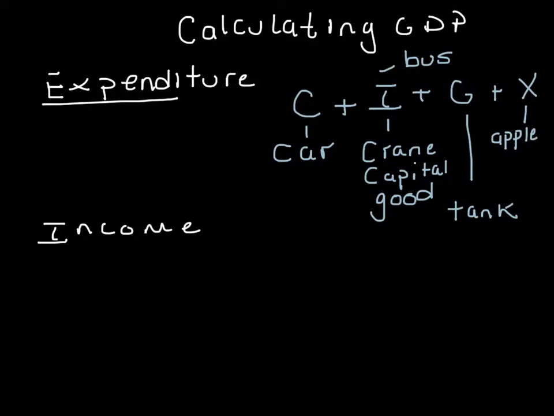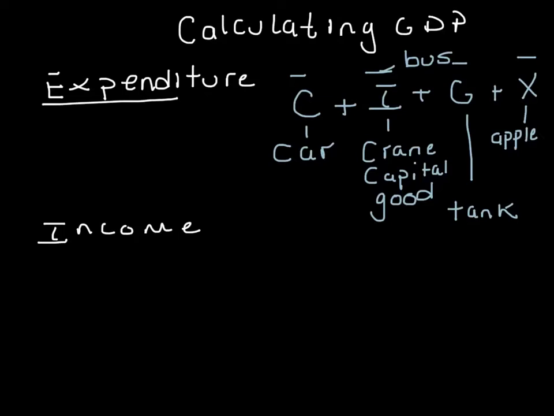So when we calculate GDP through the expenditure method, we take everything that the consumer buys, everything that the investor buys, which is business, everything that government buys, and everything that we buy from other countries, minus everything everybody buys from us. When you add that together, you get GDP through the expenditure method.